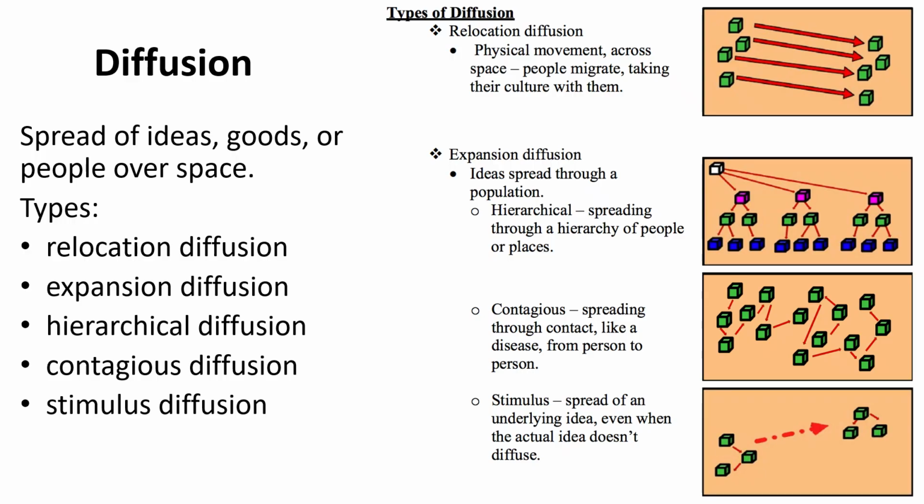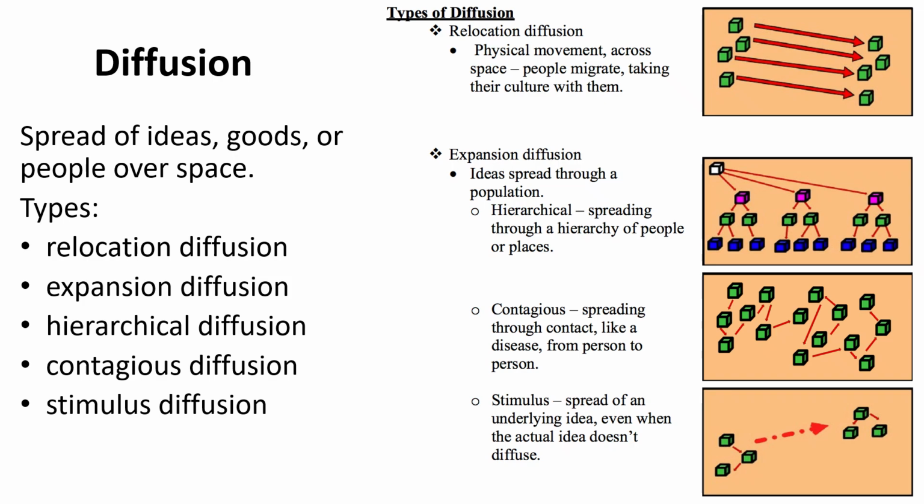Hierarchical diffusion, the trait moves from big to small or rich to poor, or reverse hierarchical, where the trait goes from small to big or poor to rich. Contagious diffusion spreads through contact, like a virus, person to person. You say a word, and the person next to you thinks that's cool, and they're going to say the same word.